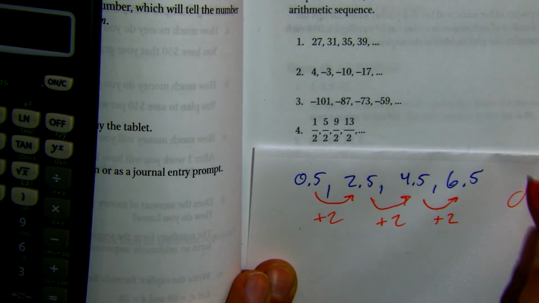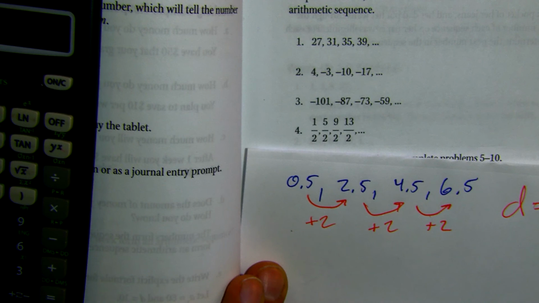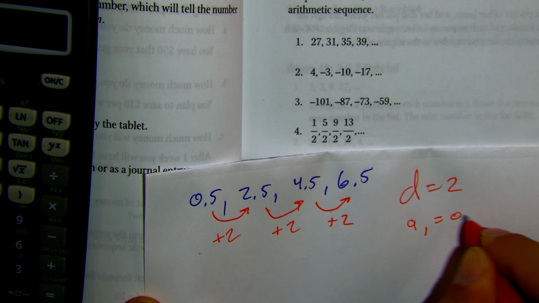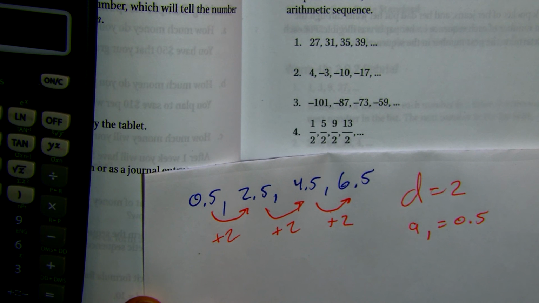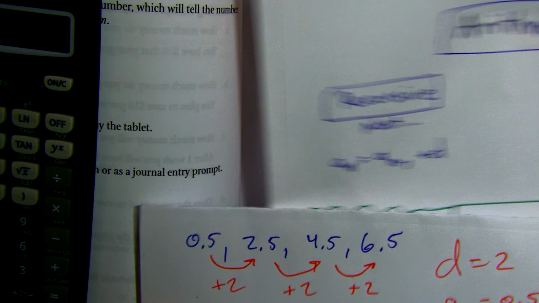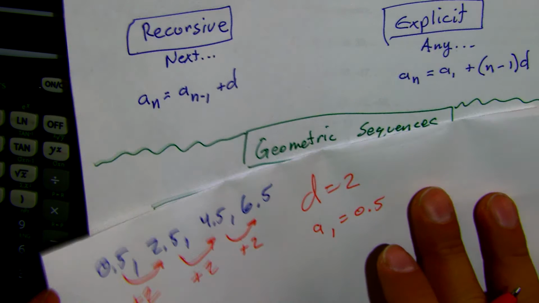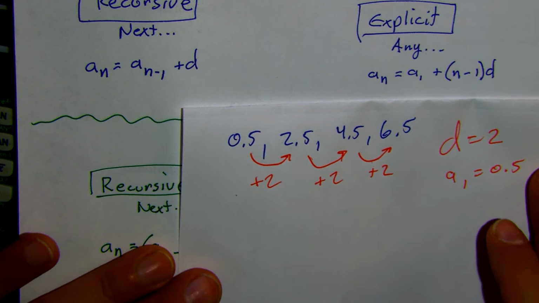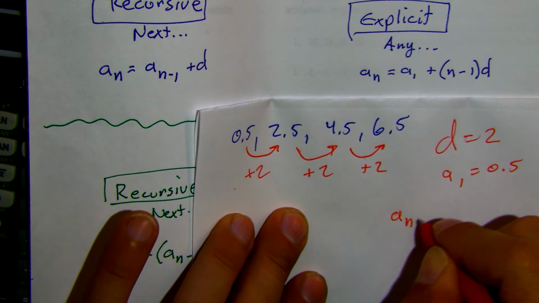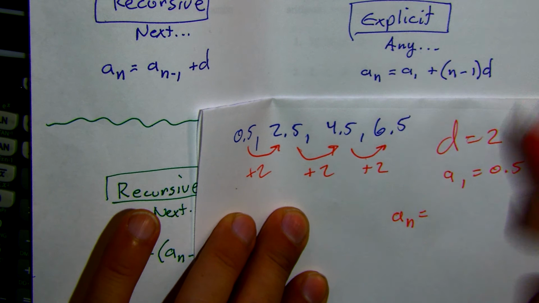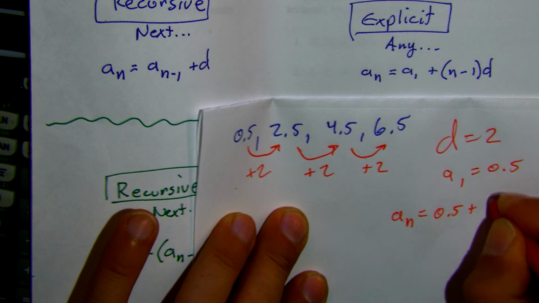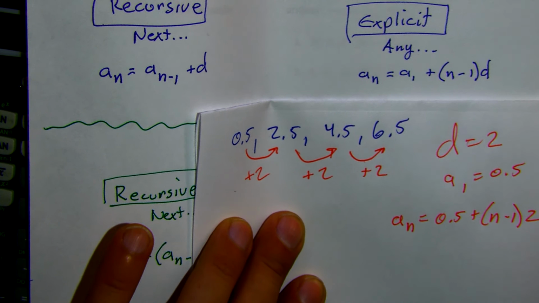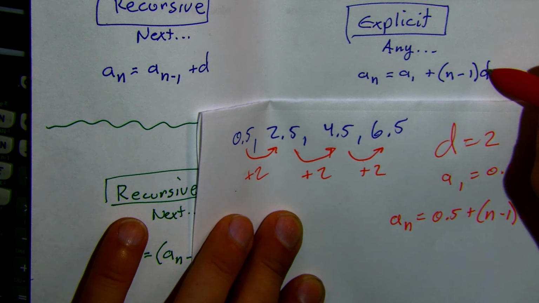I know my a sub 1 is 0.5. So now I want to bring back in my arithmetic explicit formula right here. My explicit formula. That's what I'm going to be using. And I'm going to go ahead and do a sub n is equal to a sub 1, 0.5, plus n minus 1 times 2. Everyone all right? What I put in there was just my d value and my a sub 1. That's all you need to know to find your explicit formula for that.